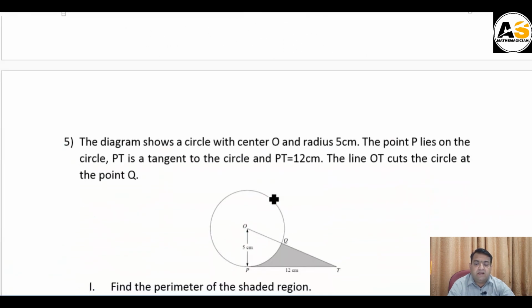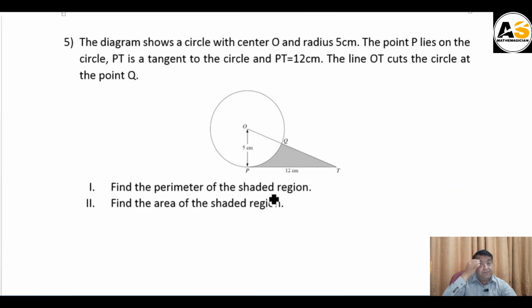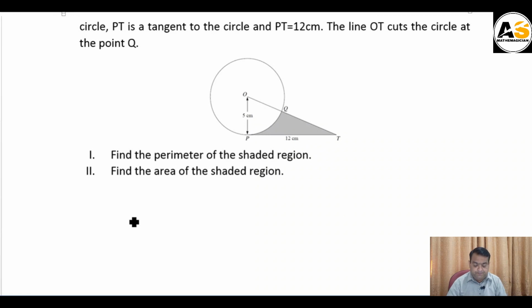Let us move to our next question. Question number 5. In this question, we are given a diagram which shows a circle with center O and radius 5. This is 5. This is also 5. This is 12. This angle will be 90 because point T lies on the circle and PT is tangent to the circle. PT is 12. Line OT cuts the circle at point Q. We have to find the perimeter of the shaded region.